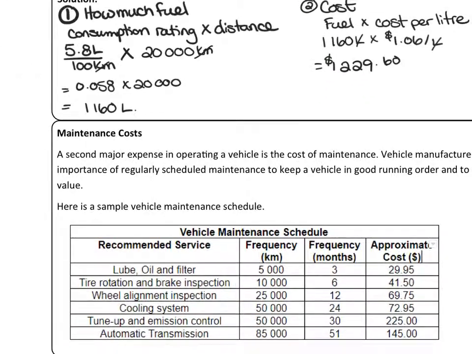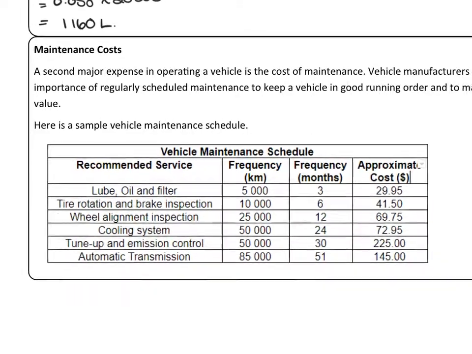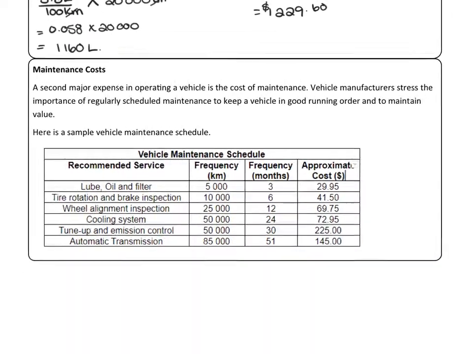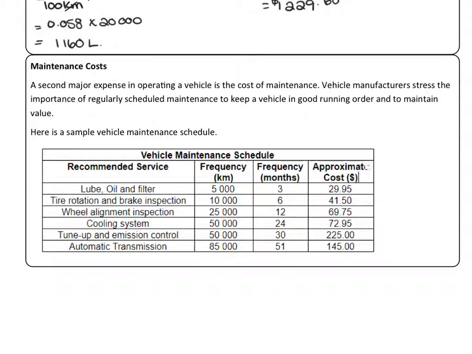All right. Moving on. One of the other things that you have to take into consideration is our maintenance costs. So if you think about maintaining your vehicle, vehicle manufacturers stress the importance of regular scheduled maintenance to keep your vehicle in good running order. That means getting your oil changes, having your tires rotated and brakes inspected, looking after your cooling system and transmission stuff.